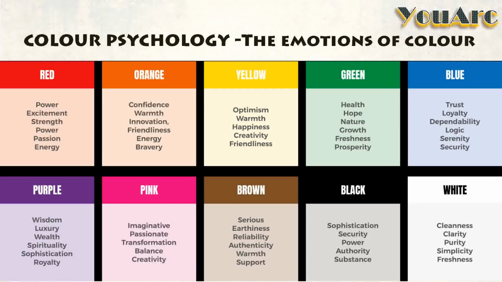For red, we can say power, strength, excitement, passion, energy. For orange, we could say confidence, warmth, innovation, friendliness, bravery. For yellow, we could say optimism, warmth, happiness, creativity, friendliness. For green, we could say health, hope, nature, growth, freshness, and prosperity.